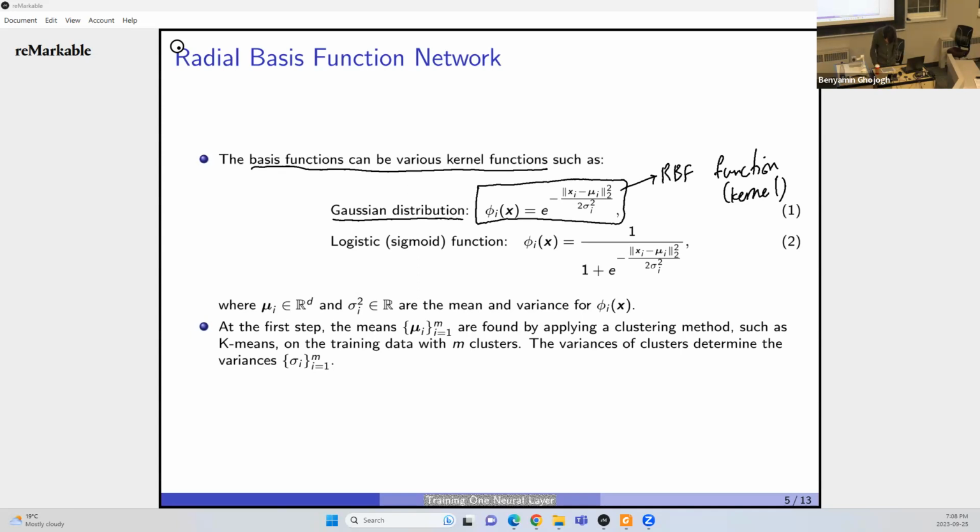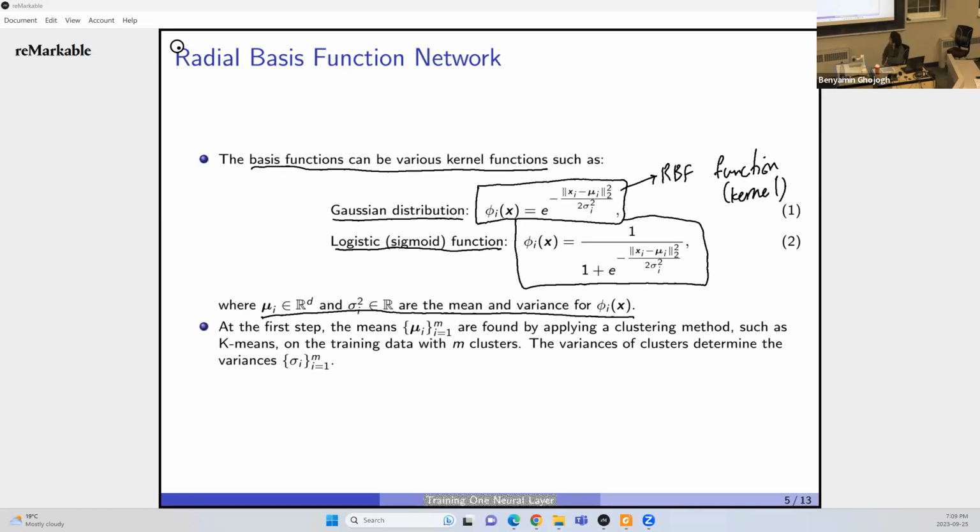The other one that sometimes they use is the logistic or sigmoid function, and this is its format: 1 over 1 plus e to the minus something, which you can see as the sigmoid function. And this something here is minus the squared L2 norm of x minus mu i over 2 sigma i squared. By the way, sigma i squared is the variance, and mu i is the mean of the Gaussian distribution.